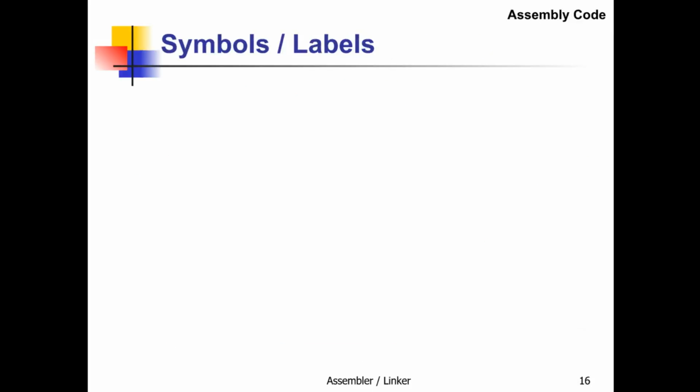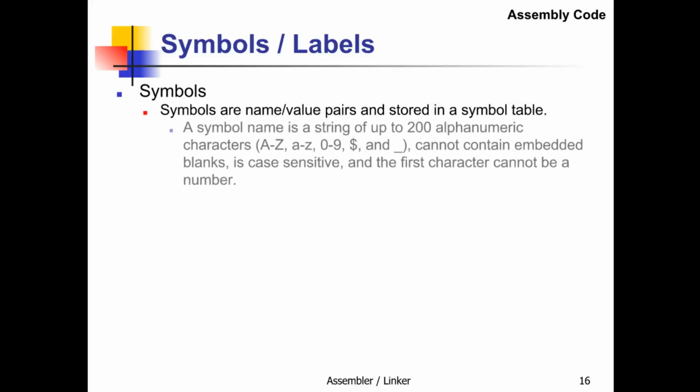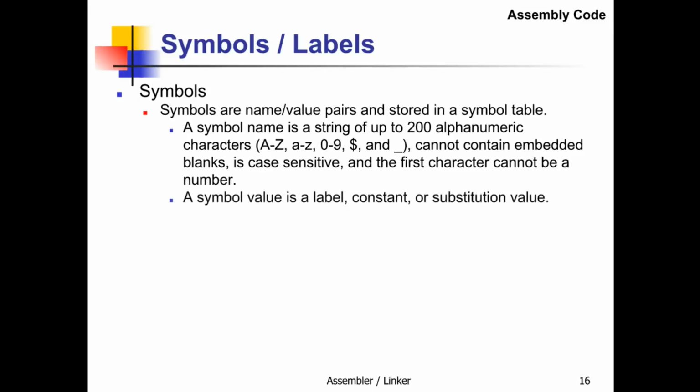So let's look at symbols and labels. The symbols are name-value pairs that are stored in a symbol table. A symbol is a string of up to 200 alphanumeric characters. You can use caps or lowercase and a bunch of other characters, but you cannot have blanks. It's case sensitive, and the first letter cannot be a number. A symbol value is a label, or it could be a constant or a substitution value. Basically, they're shorthand things to make the program easier to read in the assembly.